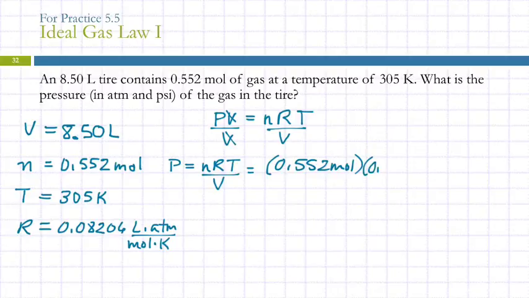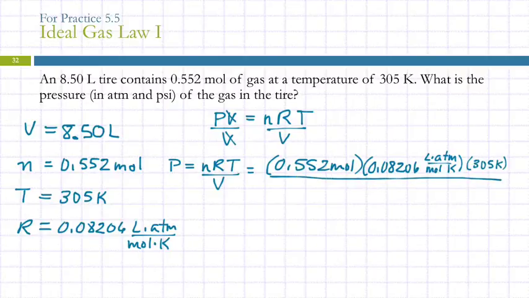So then we put R in here, 0.08206. I know it's tedious. Write out all the units. And then the temperature, 305 Kelvin. And all that is divided by the volume, 8.50 liters. Check the units. Moles cancel moles, liters cancel liters, Kelvin cancels Kelvin. I've got atmospheres left. Cool.